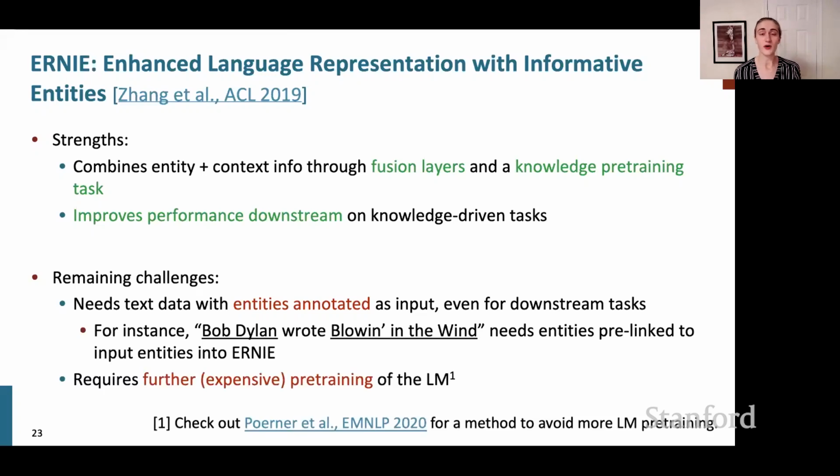And the next challenge is this requires more pre-training of your language model. So now you don't just need to pre-train BERT, but you also need to pre-train your knowledge encoder on top. For the first challenge, we're going to actually talk about a work that presents a solution to address this. For the second challenge, I encourage you to check out the footnote on the bottom. This introduces a work that actually uses pre-trained entity embeddings, uses them in a language model, and doesn't require any more pre-training. So it's pretty cool. I guess that's all I have for ERNIE, so I want to pause here for questions.